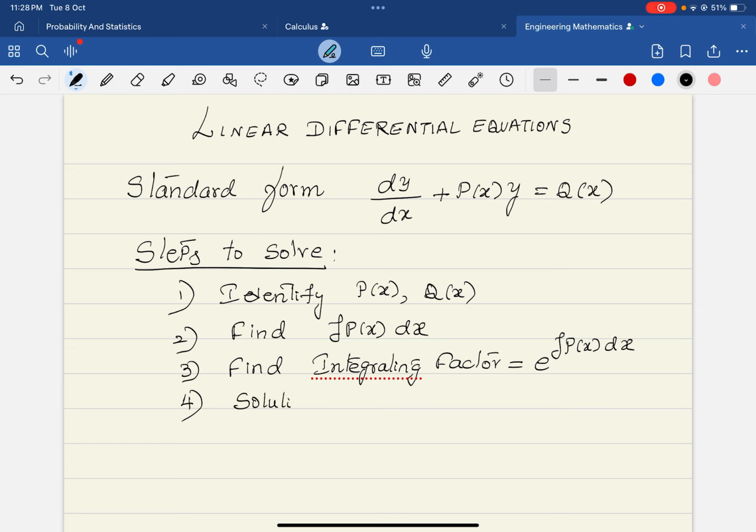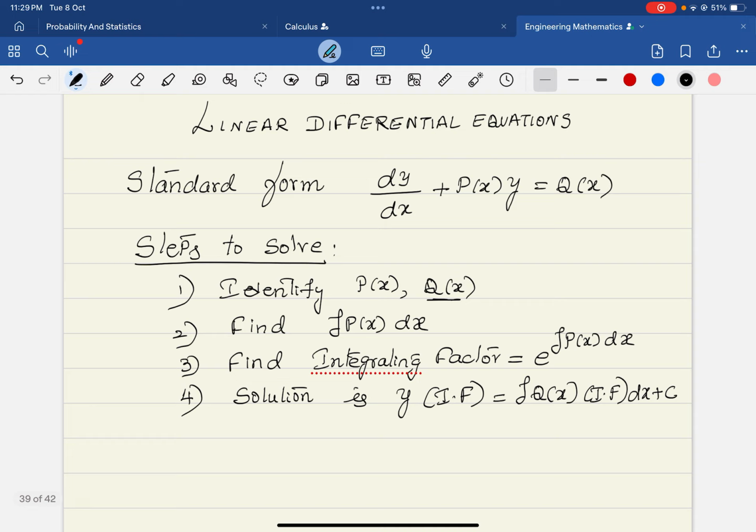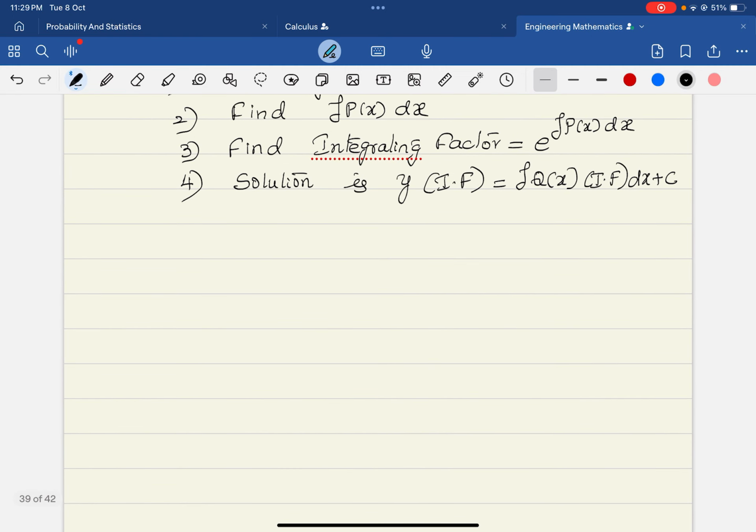The solution is y times the integrating factor you get, equal to the integral of the right hand side, that is q of x times the integrating factor into dx, plus the constant. So these are the steps involved to find the solution when the given equation is a linear differential equation. Let us now solve one problem.